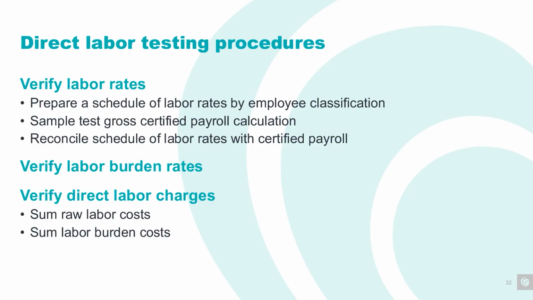So once labor hours are verified, the next step is to make sure that the rates and burdens applied to those hours are correct. You'll start by listing all the labor rates for each employee classification, such as laborers, foremen, superintendents, and so on. The schedule becomes your benchmark for testing. You'll then select a sample of employees to test and recalculate their gross pay. You'll use the hours worked and the agreed rates based on the contract, and then compare your calculation to the certified payroll records. You want to make sure that the math checks out and the rates align.